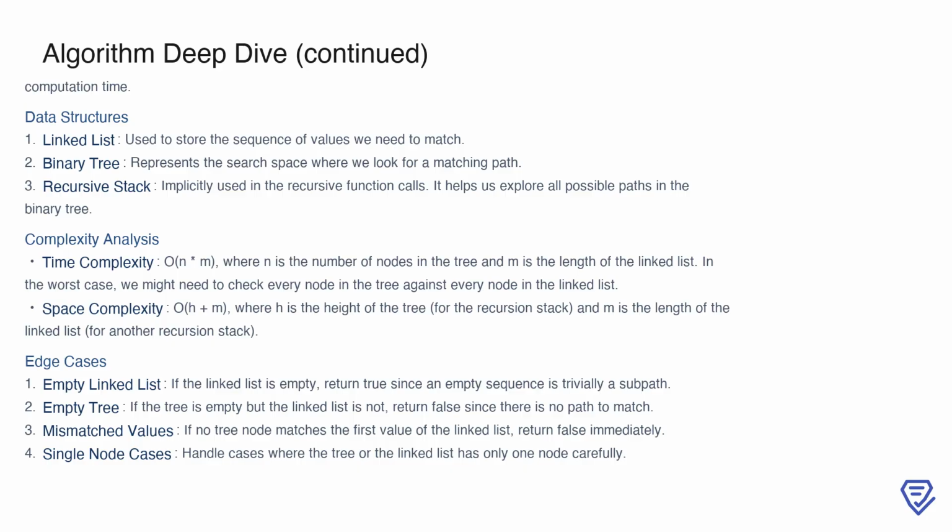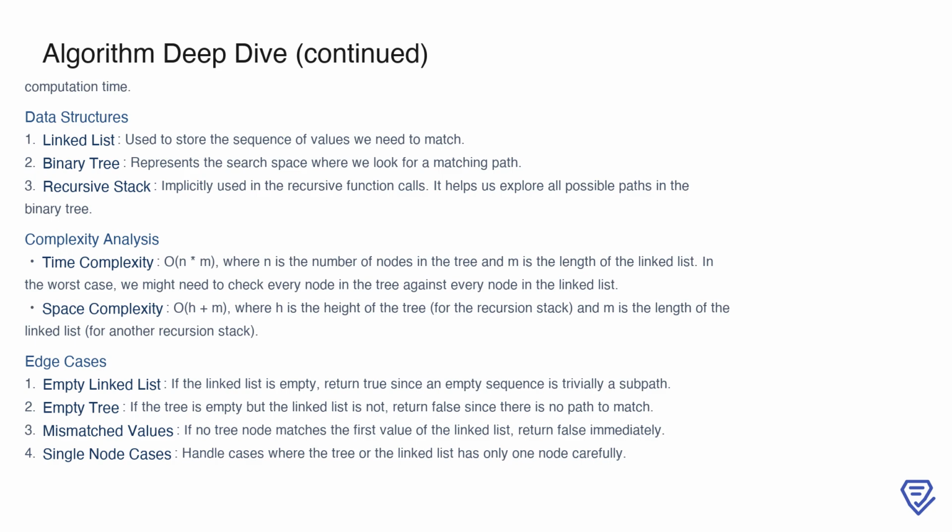In terms of complexity, the time complexity is O(n * m), where n is the number of nodes in the binary tree and m is the length of the linked list. This accounts for the possibility of needing to check every tree node against the entire linked list. The space complexity is O(h + m), where h is the height of the tree and m is the length of the linked list, corresponding to the memory used by the recursion stacks.